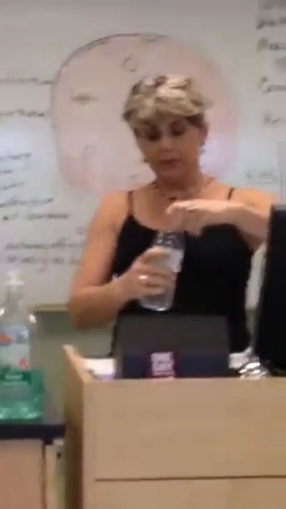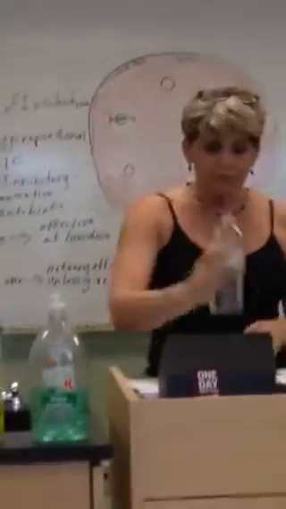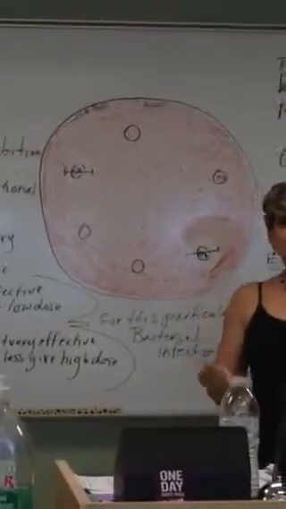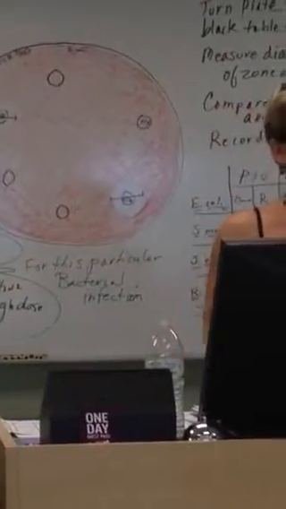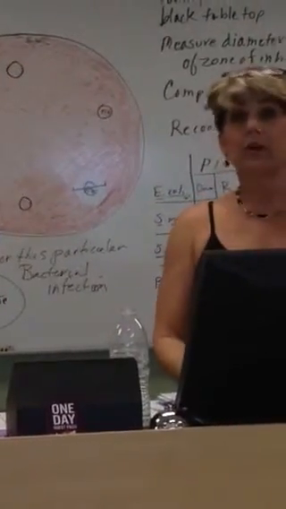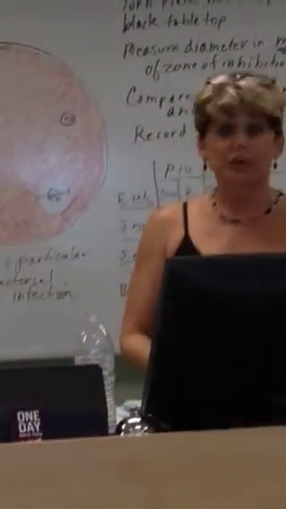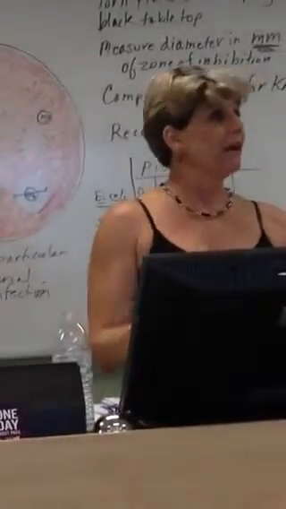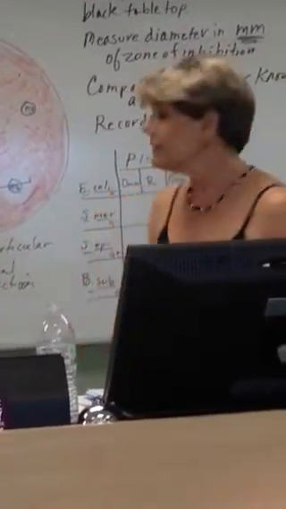You're going to measure the size of the zone of inhibition. So, if you don't know that this is a zone of inhibition, you might miss that question on your lab practical. But if you know that that clear area around the disc where the bacteria are inhibited from growing is called the zone of inhibition, you'll probably get that question right. See how easy that was?